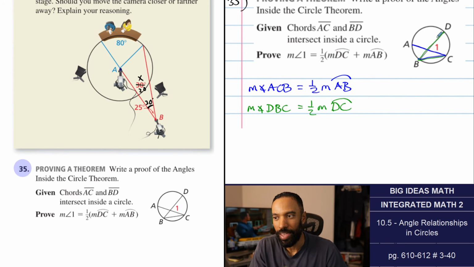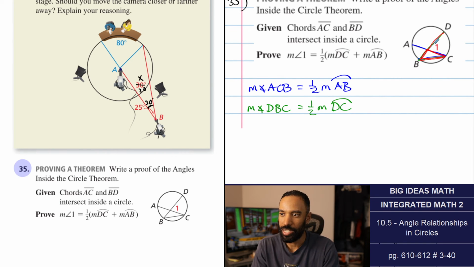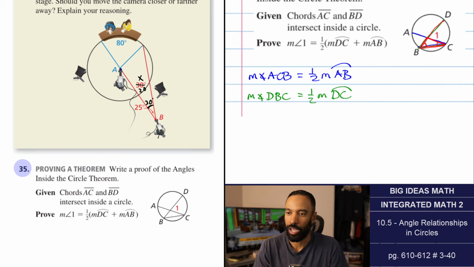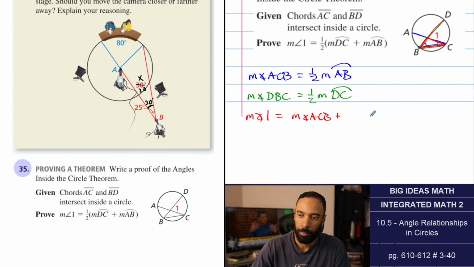Now, with this one here, the measure of angle 1, it's a remote exterior angle to these two. Look at the triangle that's here in red. Angle 1 is an exterior angle to this triangle, with those two angles right there and right there, the ones that we just found. They're not congruent, but we can work off of that. So the measure of angle 1 is going to be the sum of those two angles: measure of angle ACB plus the measure of angle DBC.